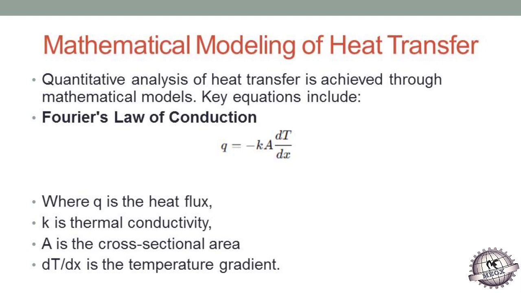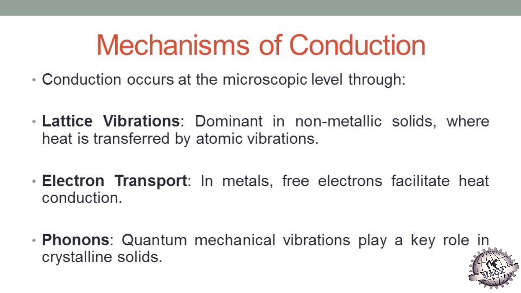Mathematical modeling of heat transfer. Quantitative analysis of heat transfer is achieved through mathematical models. The key equations include Fourier's law of heat conduction, Q equals minus k A dT by dx, where Q is the heat flux, k is the thermal conductivity, A is the cross sectional area, and dT by dx is the temperature gradient. Mechanisms of conduction. Conduction occurs at the microscopic level through lattice vibrations, electron transport, and phonons.